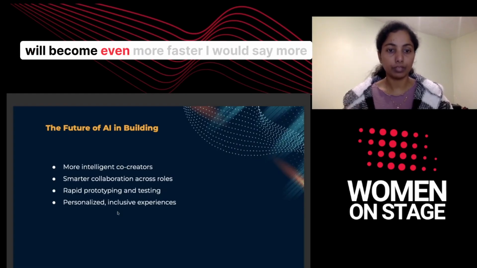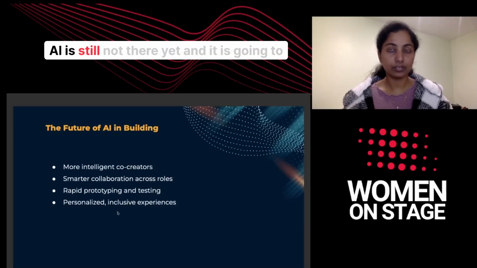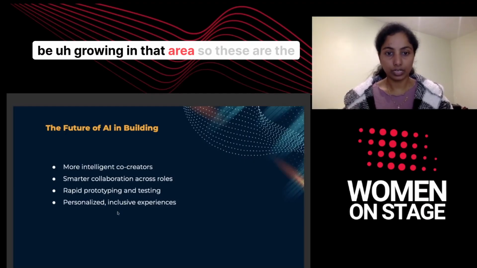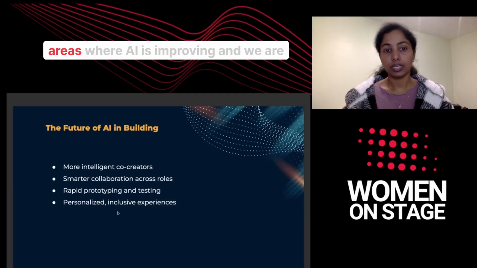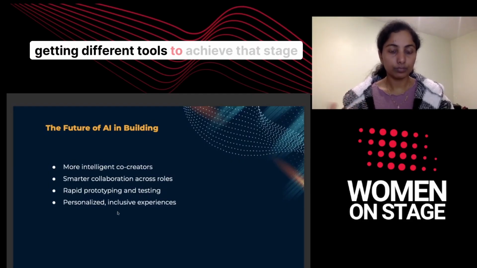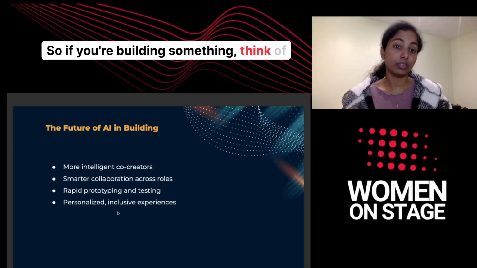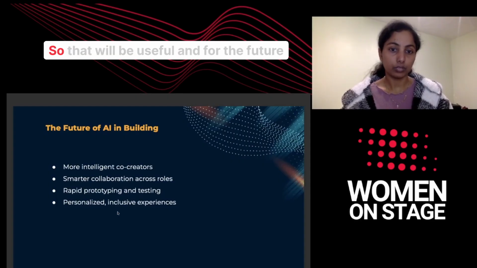It will become even faster, I would say, more accurate. And currently, inclusive experiences, AI is still not there yet, and it is going to be growing in that area. So these are the areas where AI is improving, and we are getting different tools to achieve that stage. So in the near future, we'll be there. So if you are building something, think of solving these problems. That will be useful and future ready.